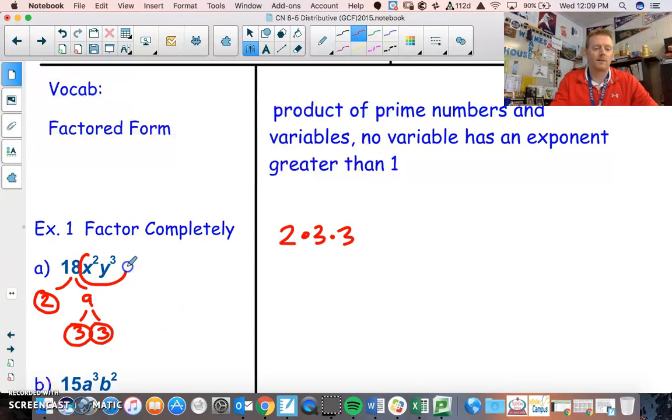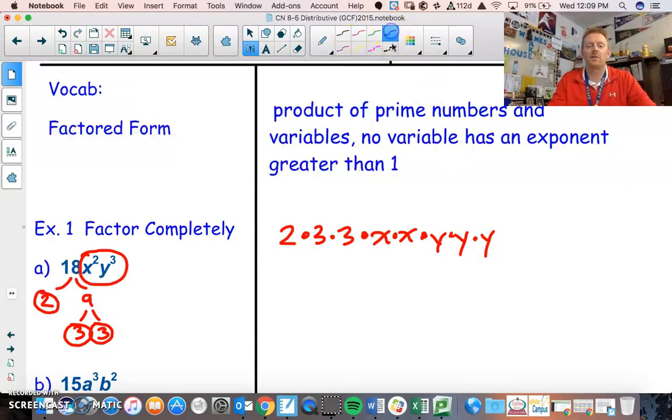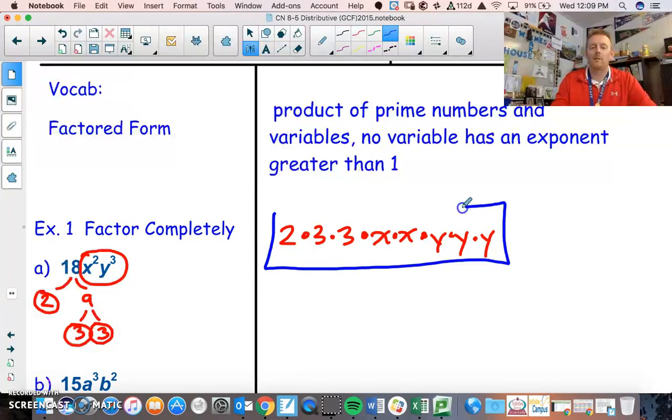Now these variables over here, we're just going to break them down as well. So if you have x to the second power, that gets factored out into two x's, or an x times an x. And then y to the third power is 3 of them, so we're going to have y times y times y. What you're going to do is write the prime numbers in order from least to greatest, and then the variables alphabetical. And that's how we make things factored out completely. So this would be my completely factored version of 18x to the second power, y to the third power.